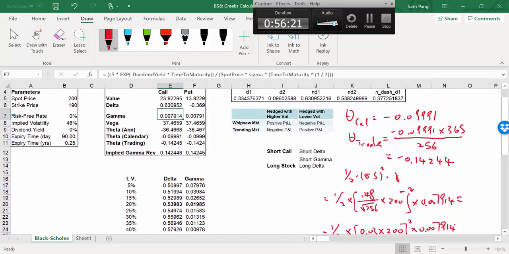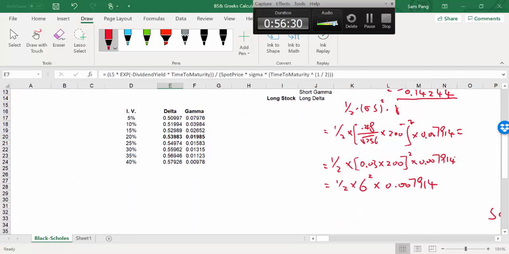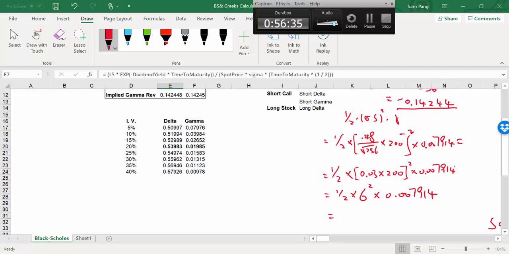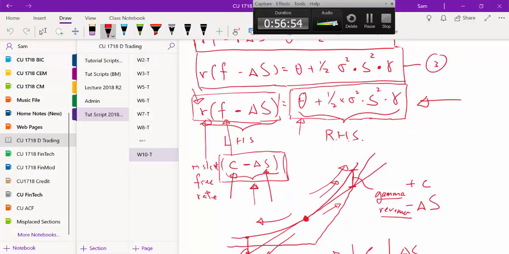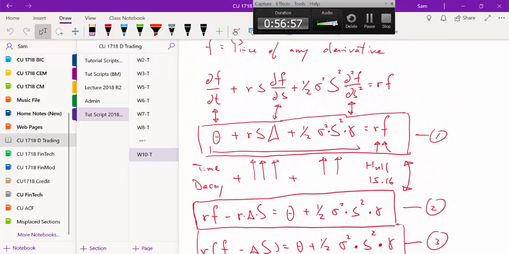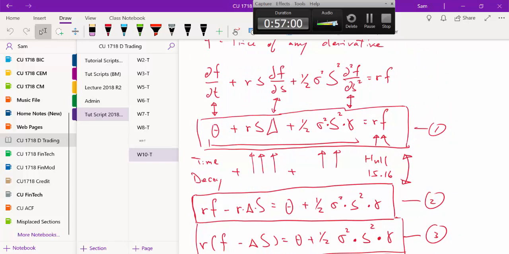And I said that the trading day theta is minus 0.14244. Now, what is this one here? Okay, so there's a little bit of rounding error. But if you just take the first 4 decimal places, they are the same. So this really works.